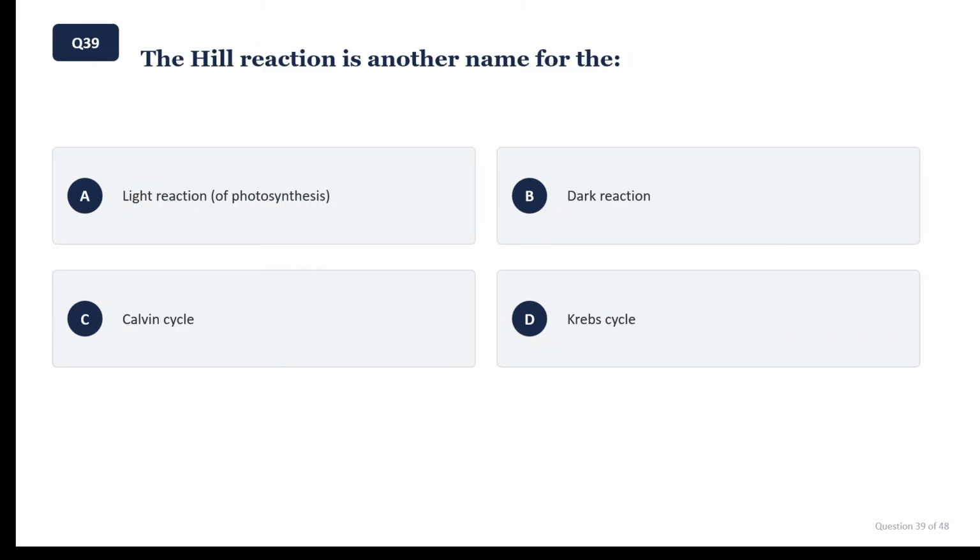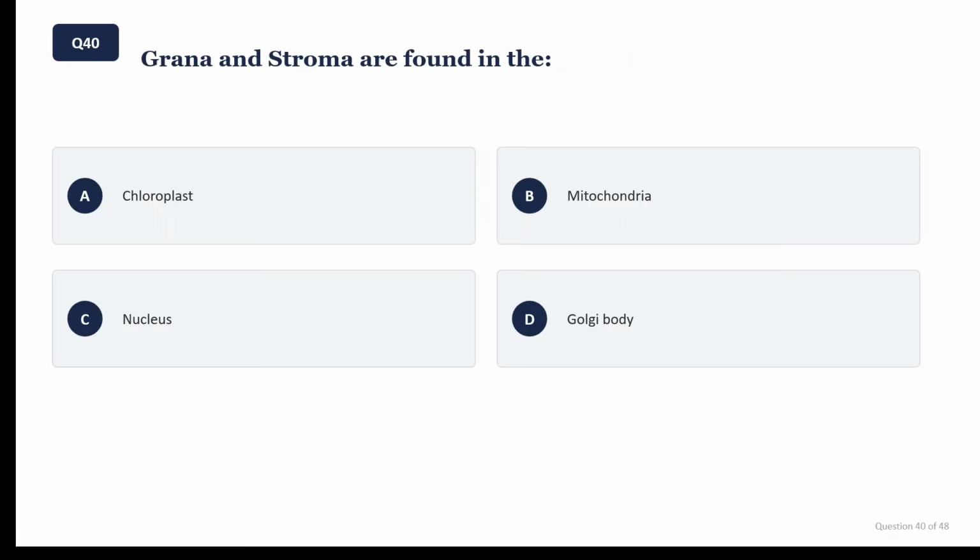Okay, then glycolysis or these types of questions definitely come from plant physiology, 4 to 5 questions, so please study nicely. Grana and stroma are found in the chloroplast. Mitochondria is the powerhouse of the cell.